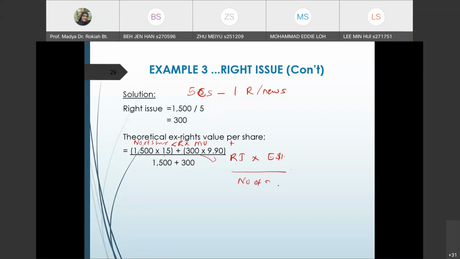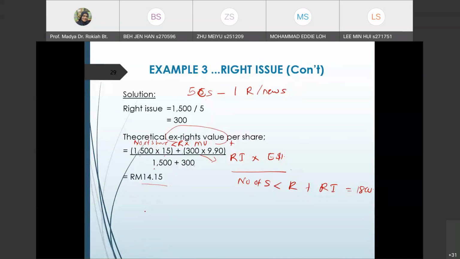Before the rights issue, the number of shares outstanding is 1,500. The rights issue here is 300, so altogether we are going to have 1,800. The theoretical ex-rights value will be 14 ringgit and 15 cents.